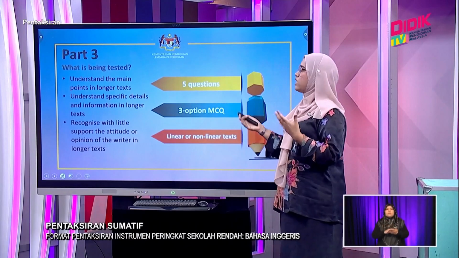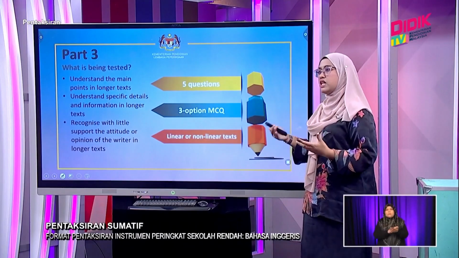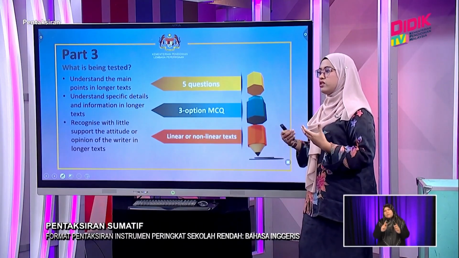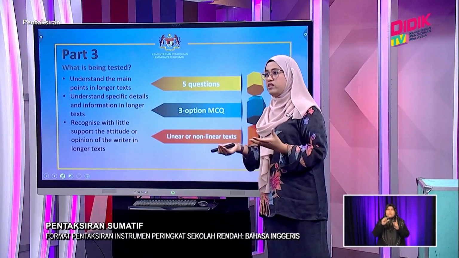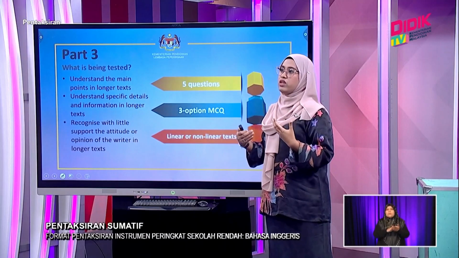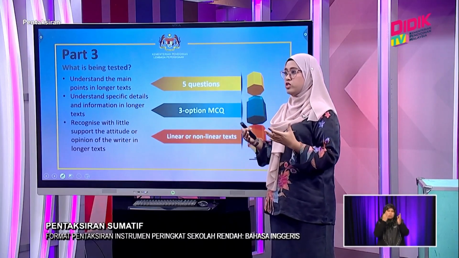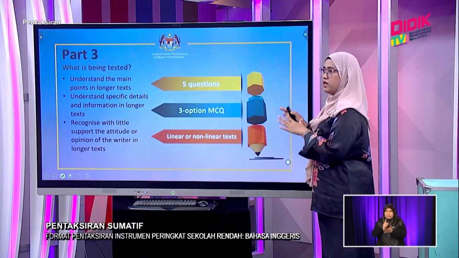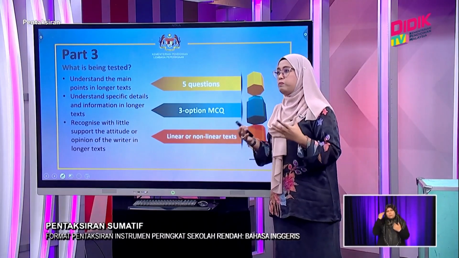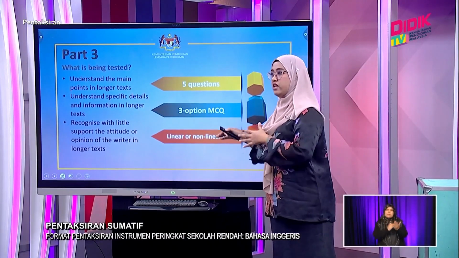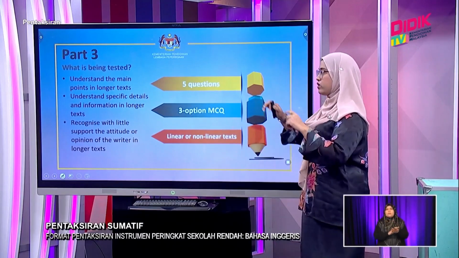Okay. Understood. So here again, students are being tested on their comprehension, to see if they're able to identify the main points and look for specific details and information. Particularly for this part, sometimes students have to recognize the attitude or opinion of the writer of the text that they have read. Okay? So let's have a look at part 3.